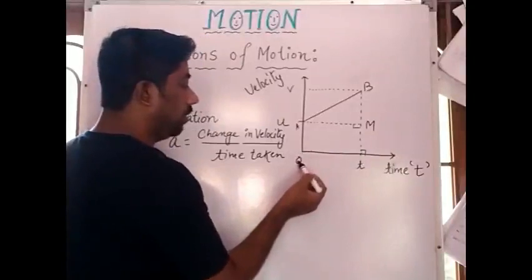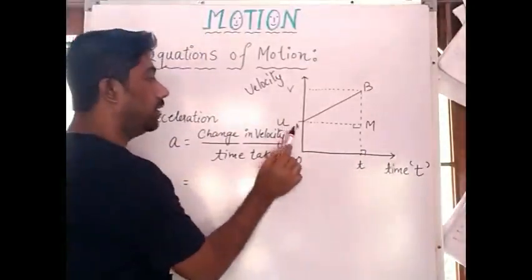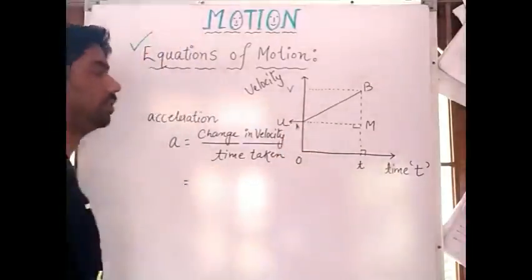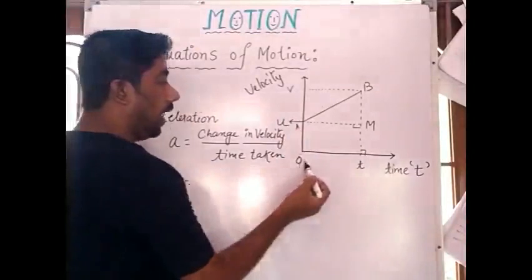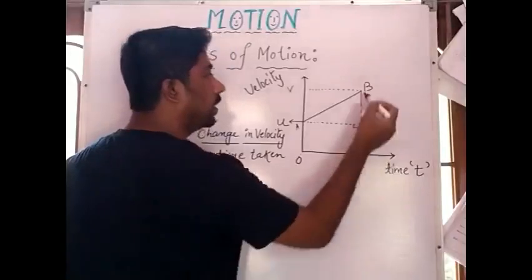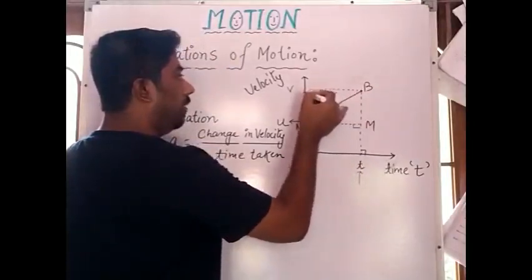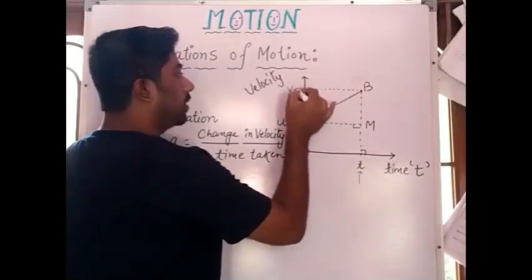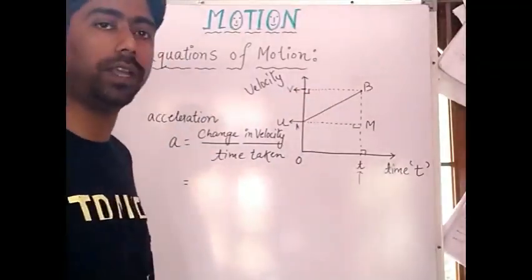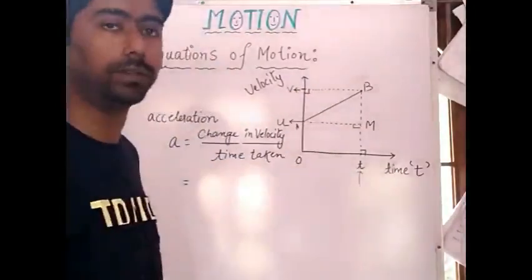Now, at time t equal to 0, the velocity of the object is this value. The value here is u. The velocity of the object is u. After some time t, the graph is here. So we drop a perpendicular from B on the velocity axis and we have this value as v. So at time t equal to 0, the velocity of the body is u. At time t equal to t, the velocity of the body is v.